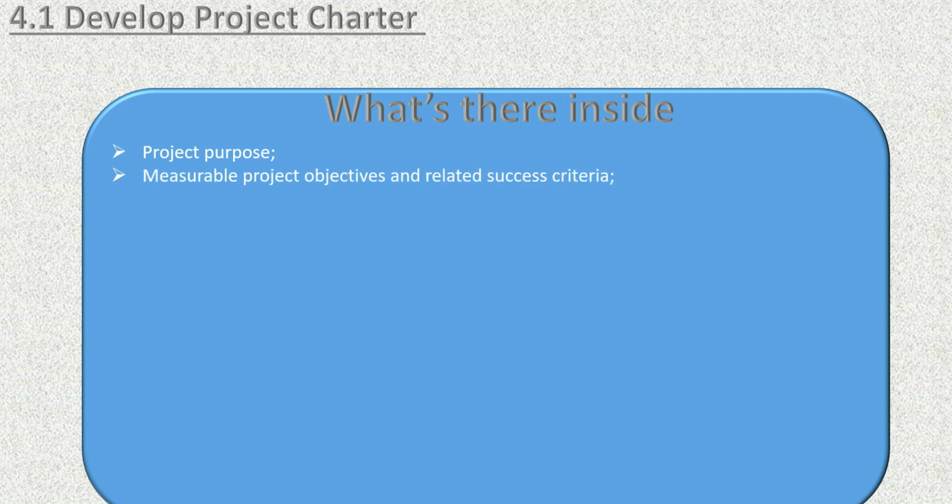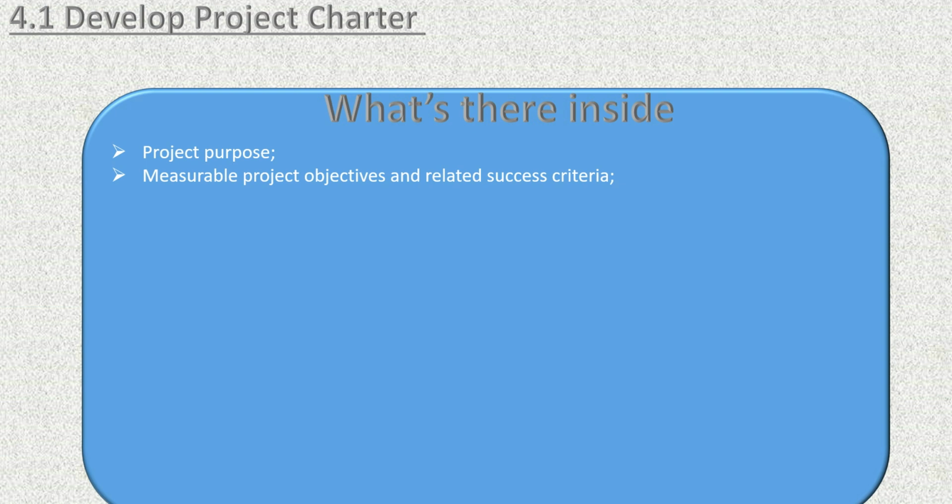Then measurable project objectives and related success criteria. So in the charter itself, you have to clearly mention what are the things that you are trying to achieve by the project. Now in this case, we mean to say what are the measurable outcomes that the project is going to give you.